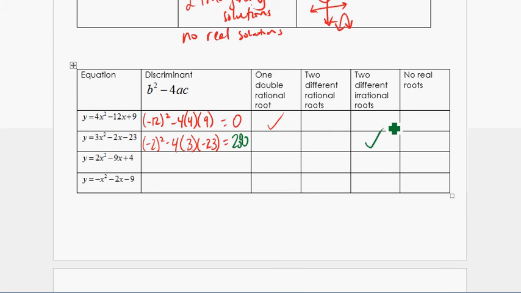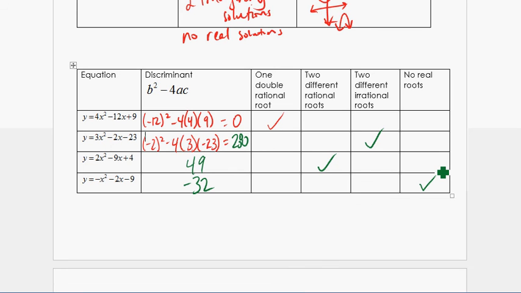irrational roots. Once you calculate the discriminant for the third example, we get 49, which is a positive perfect square. With a positive perfect square, we're going to have two different rational roots. In the last example, we calculate the discriminant and we get negative 32, which is negative, so we have no real roots, or in other words, 2 imaginary roots.